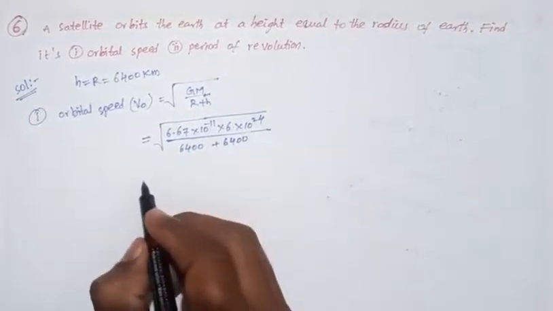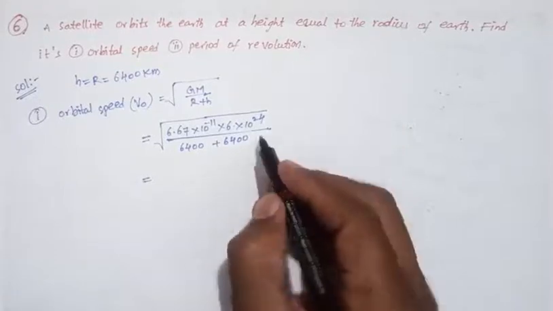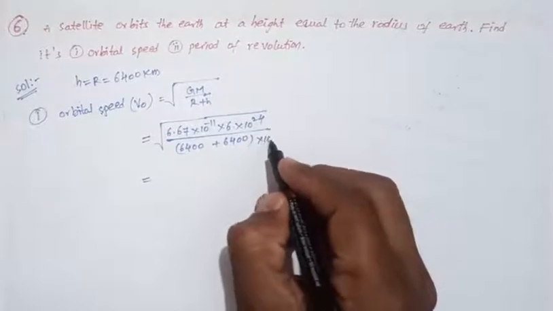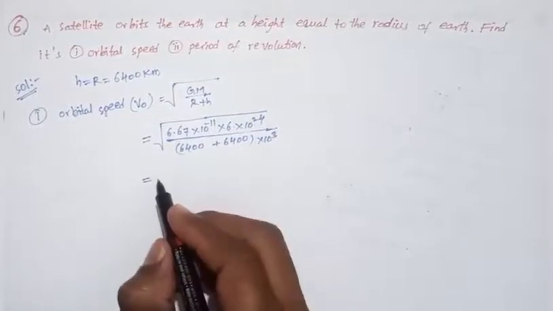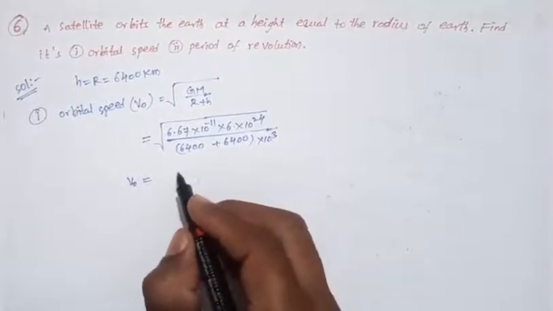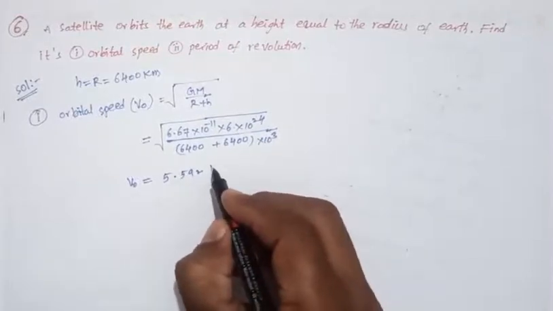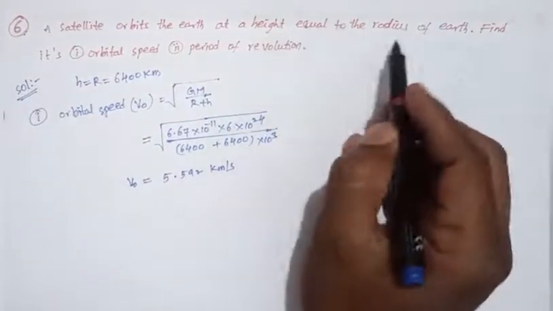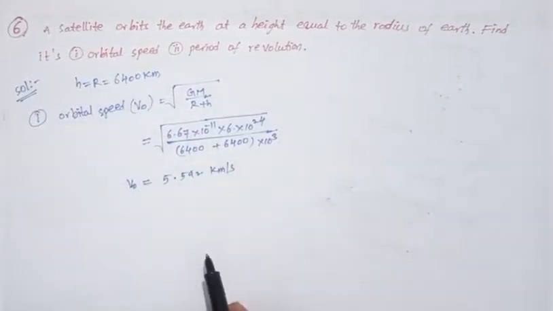Okay, we can calculate using a calculator. Into 10 power 3, okay, it is in kilometers, then into 10 power 3. So then we can calculate using a calculator. So Vo equals 5.592 kilometers per second. Okay, this is the orbital speed at a certain height. The height is 6400 kilometers from the earth surface.